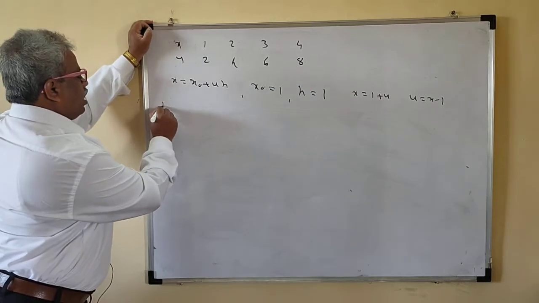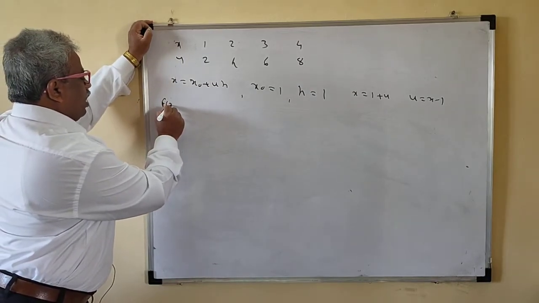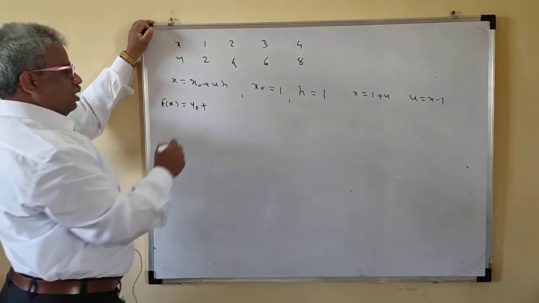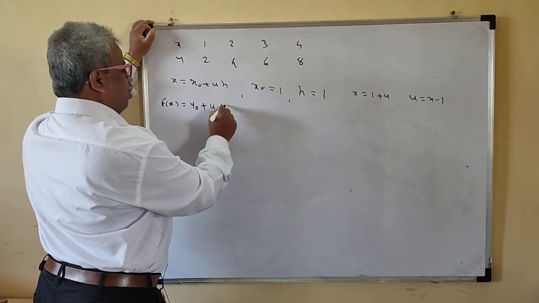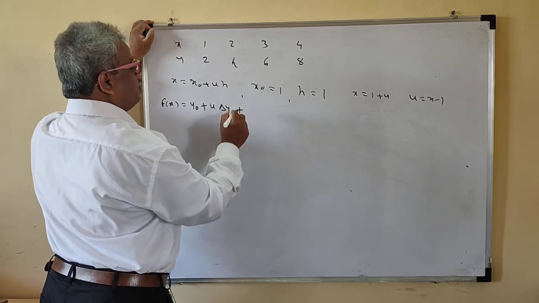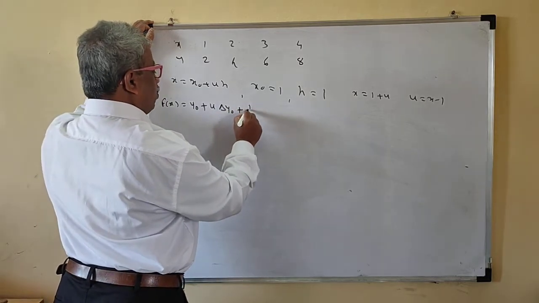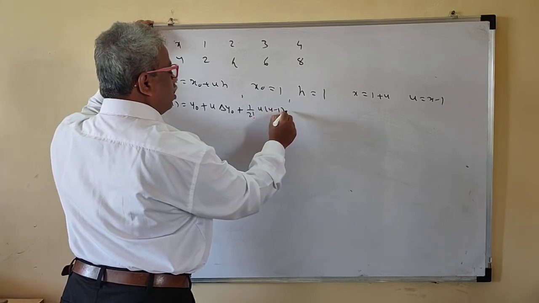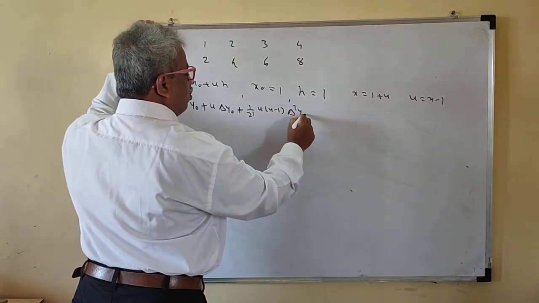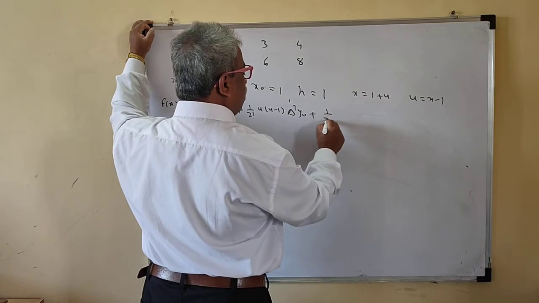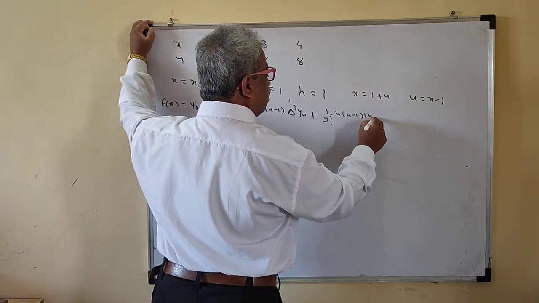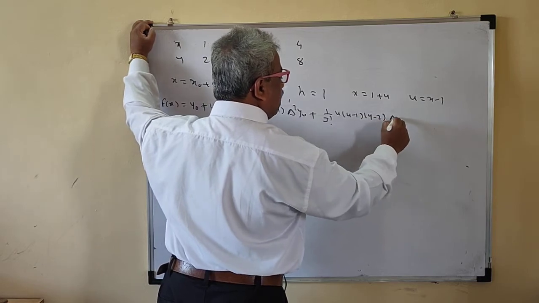पहिल्यांदा फॉर्म्युला लिहू आपण: f of x इज इक्वल टू y नॉट प्लस u into del y नॉट प्लस 1 upon 2 factorial u into u minus 1 del square y naught plus 1 upon 3 factorial u into u minus 1 into u minus 2 del cube y naught.